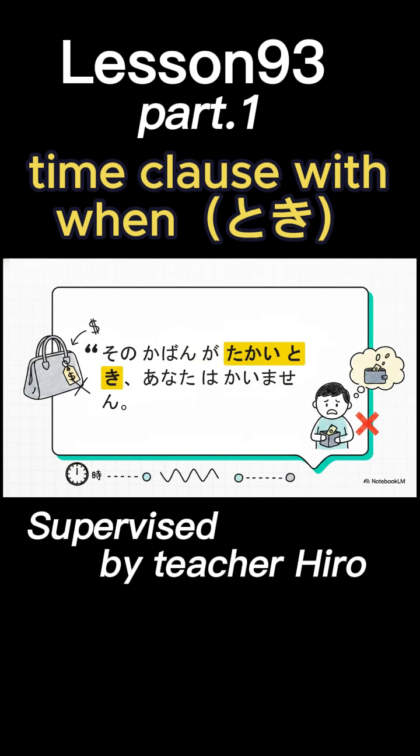The adjective for expensive is takai. So, takai toki means when it's expensive. See the logic? When that condition of being expensive is met, the result is you don't buy it. Makes perfect sense.